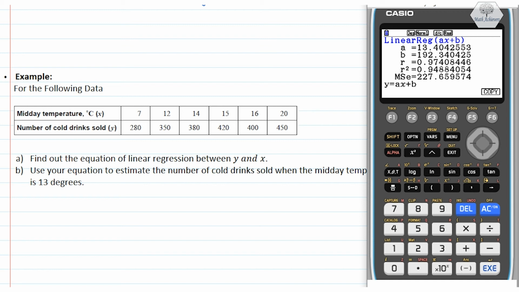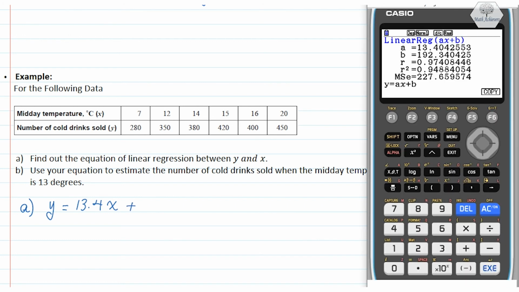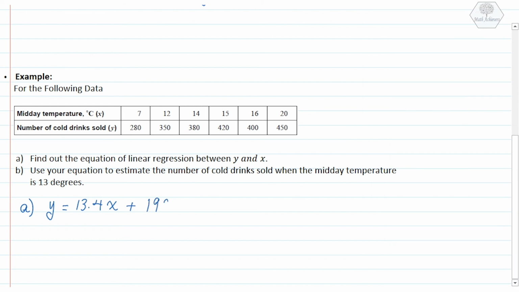So for the equation of linear regression, I have a to be 13.4 and b to be equal to 192. So the equation of linear regression, part A, is y is equal to 13.4x, this is the value of a, 13.4, plus b, which is 192, correct to 3 significant figures.